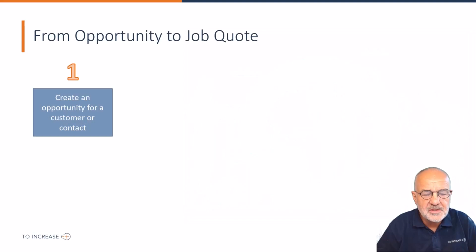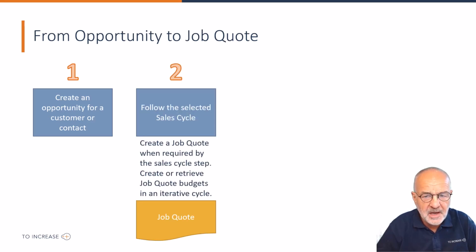To use this feature, follow these 4 steps. To go from opportunity to job quote, first create an opportunity. This could be a contact which is not a customer yet. In the opportunity, you select one of your predefined sales cycles. Activate and update the stages as required.